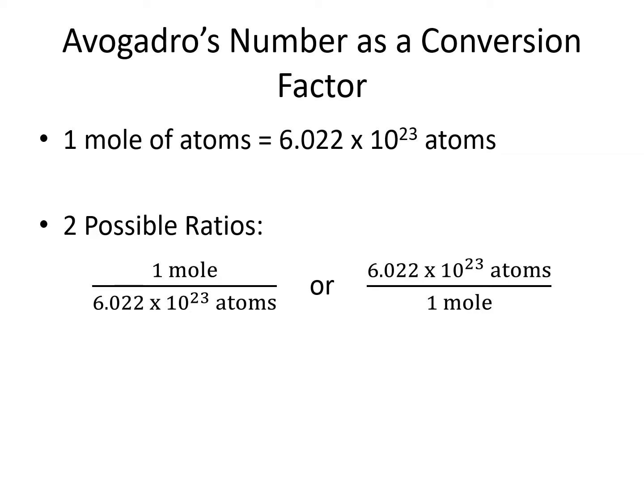We can use Avogadro's number to go between moles of atoms and number of atoms, or moles of molecules and number of molecules. We have two different ways of writing the ratio based on this equality, one with moles on top and one with moles on the bottom. For this type of conversion factor, Avogadro's number always goes next to atoms or molecules, and 1 always goes next to moles, because the relationship is that 1 mole equals Avogadro's number of atoms or molecules.